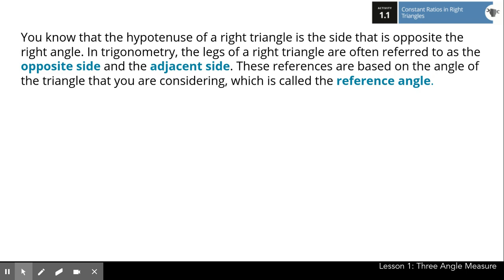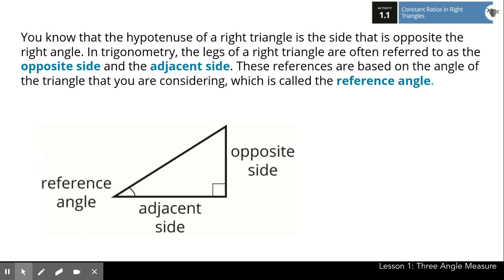You know that the hypotenuse of a right triangle is the side that is opposite the right angle from last class. In trig, the legs of a right triangle are often referred to as opposite side and adjacent side. So this is something we went over last class. These references are based on the angle of the triangle that you're considering, and we will actually call that a reference angle. So that is something new. So that's a new vocabulary word. And then here is a picture that you can use to kind of make sense of these vocab words.